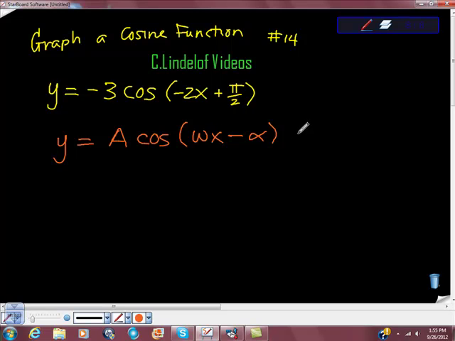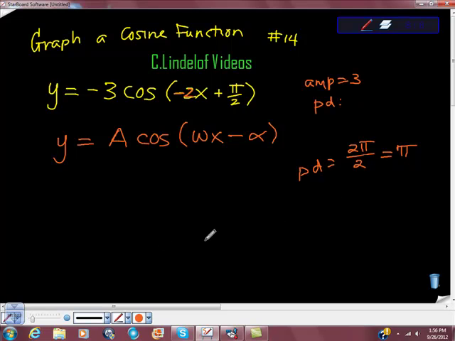Can you see that on the board okay? Sometimes we'll put a k out there if there's a vertical shift, and in this case there's no vertical shift. So first thing I'm going to do is it asks us for the amplitude. What's the amplitude? That was pretty easy, right? And the period? The period, remember, is equal to 2 pi over the absolute value of omega, and the absolute value of negative 2 is just 2. So whoever said that is right. The period is pi, isn't it?